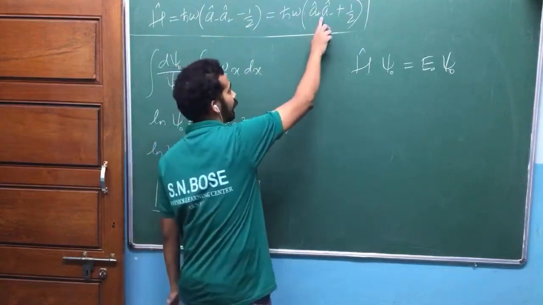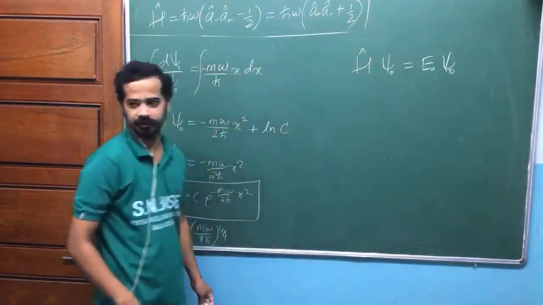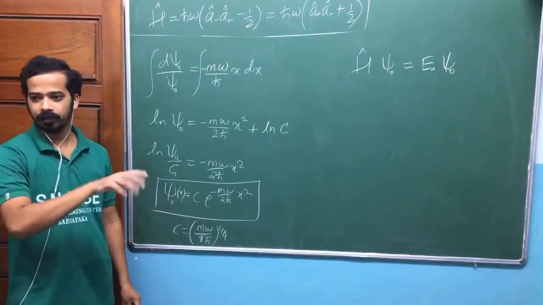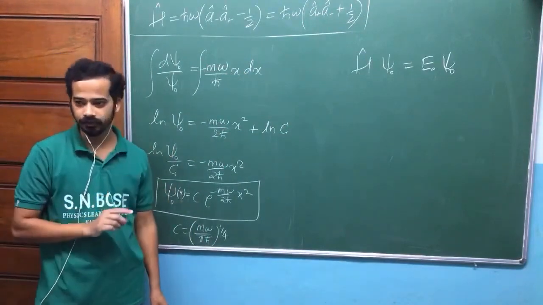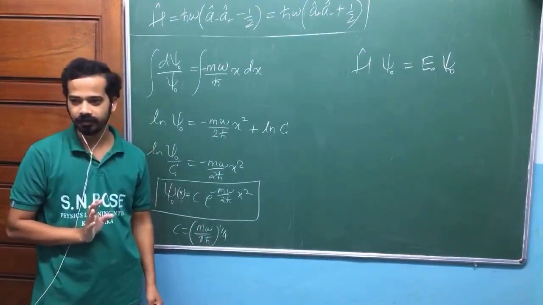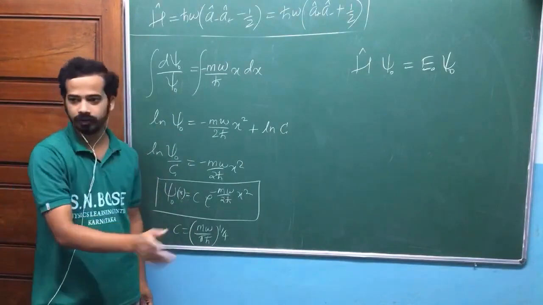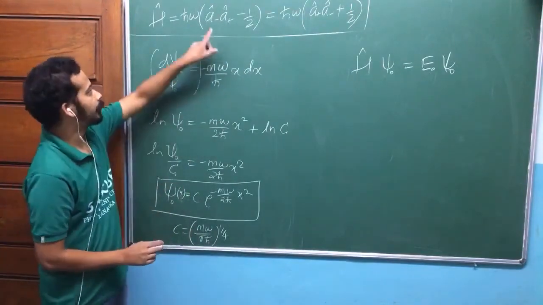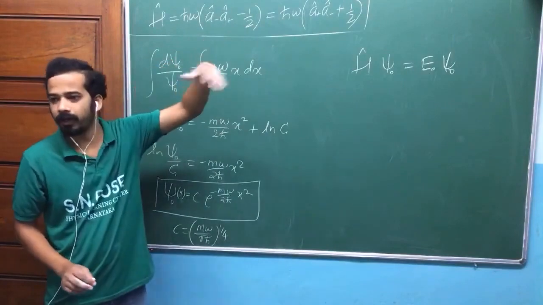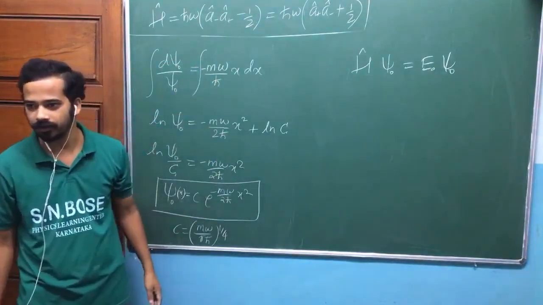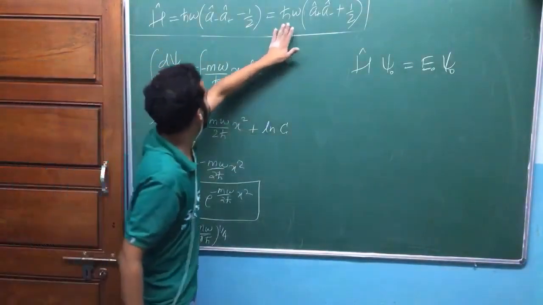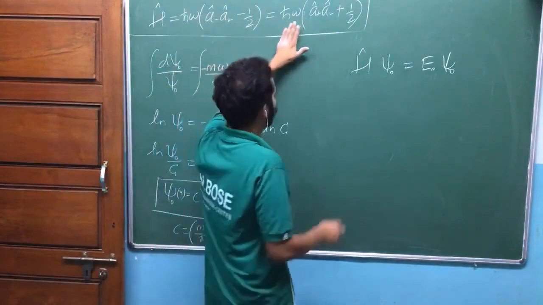Take this one. In this one, A minus is operated first. And if A minus operates on psi naught, you will get 0. Isn't it? If you operate A plus here, it will become a higher state. You don't know what that higher state is. So that's why take this off. Again, these two are equal, okay? You can take this one now.